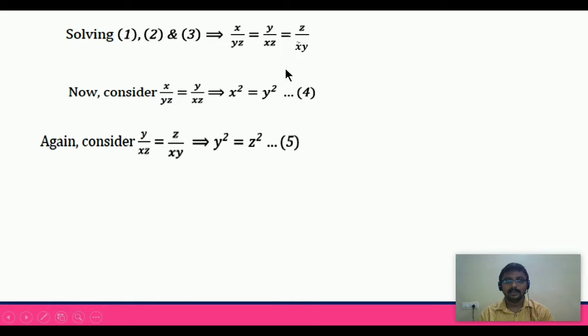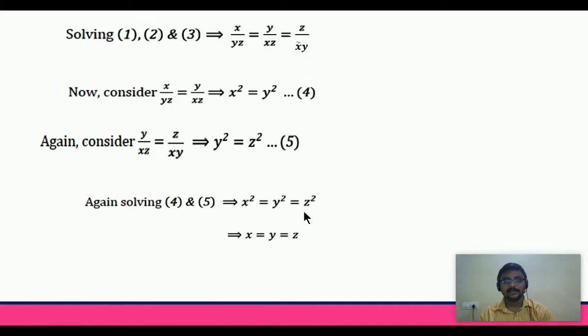Now equating the middle and last, that is y by xz is z by xy. So clearly here x gets cancelled. On cross multiplying, we will have y² is z². So thus we will have a relation, that is by using equations 4 and 5, x² equal to y² equal to z², which implies that x equal to y equal to z.